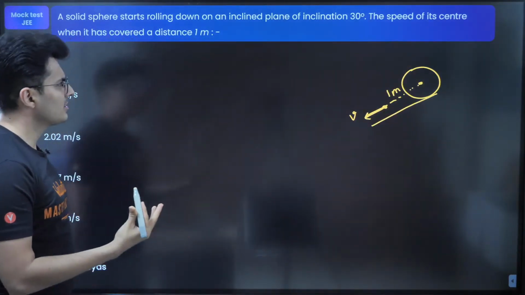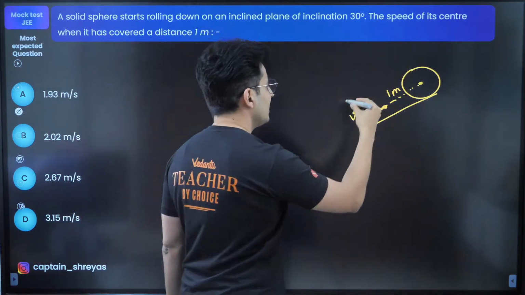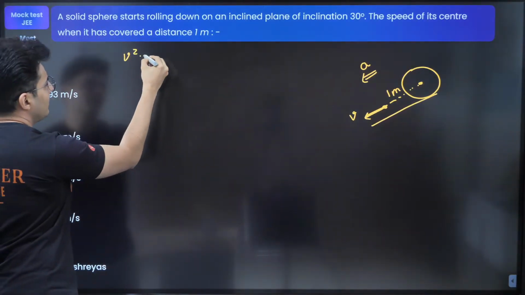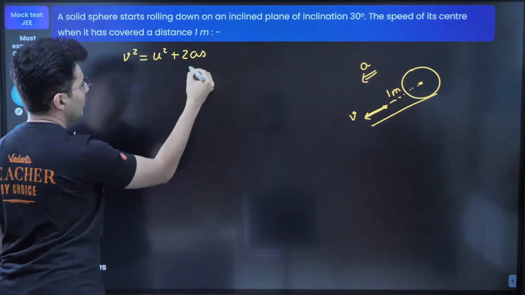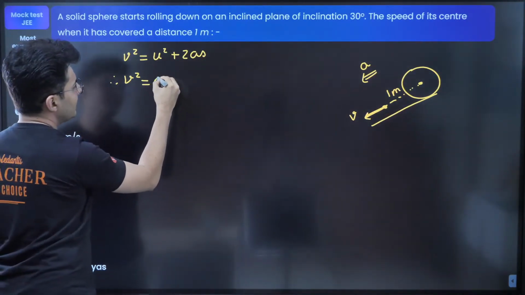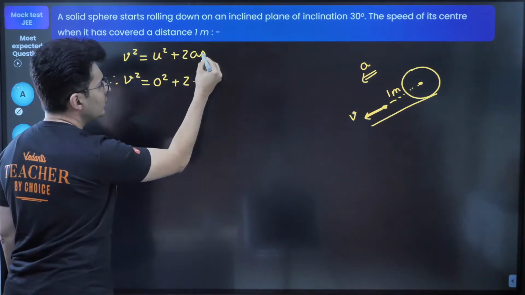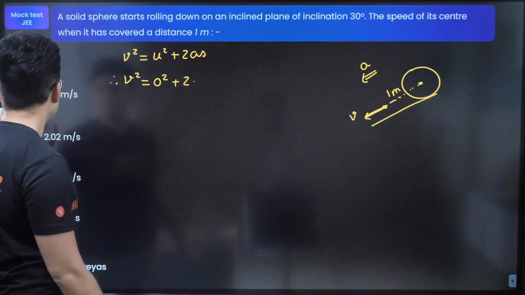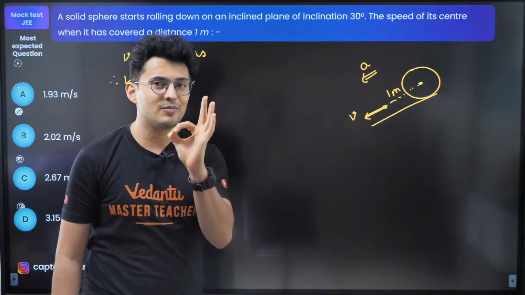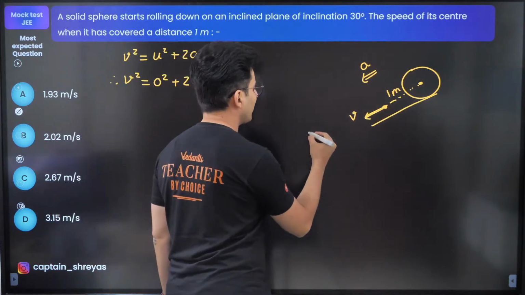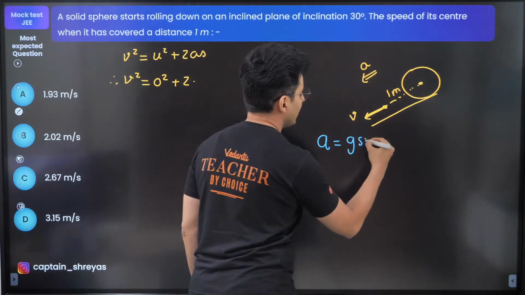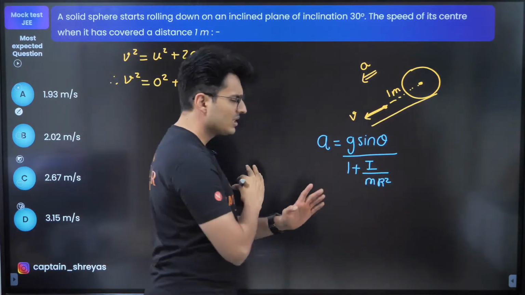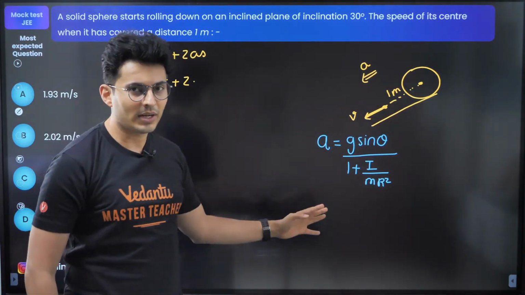The way to solve this is probably using the kinematic equation, because if I know the acceleration, I can use final velocity square is initial velocity square plus 2as. So final velocity square, initial speed is 0, acceleration I do not know, into the displacement. I can use that to find the speed at the end. Do I know the acceleration? Yes, there is a formula which I have told you, you should know it by heart: g sine theta upon 1 plus moment of inertia by mr square. Standard formula for any rolling body down an inclined plane.